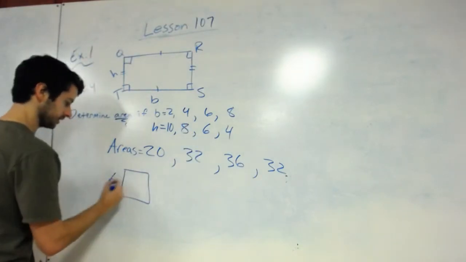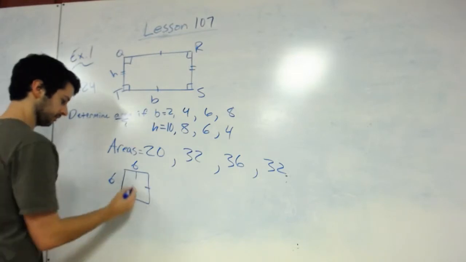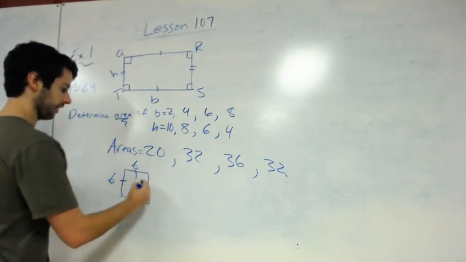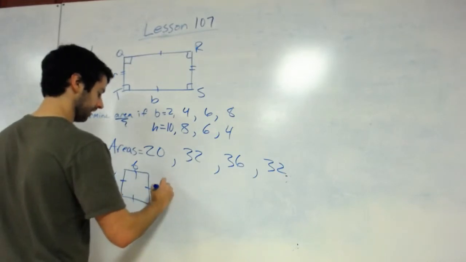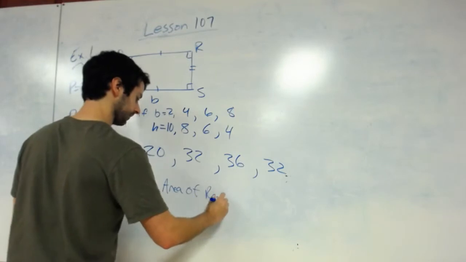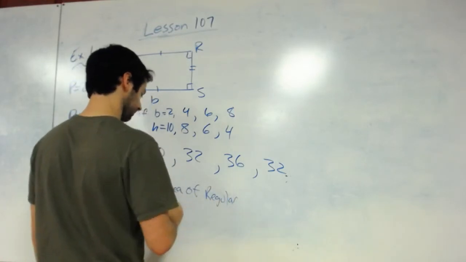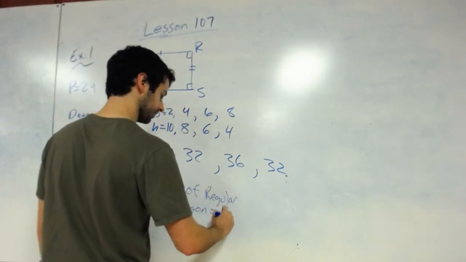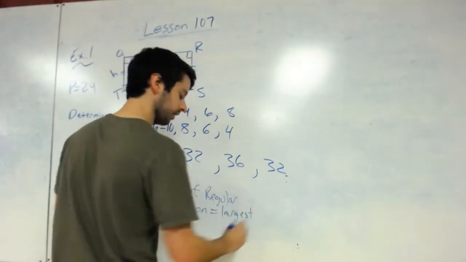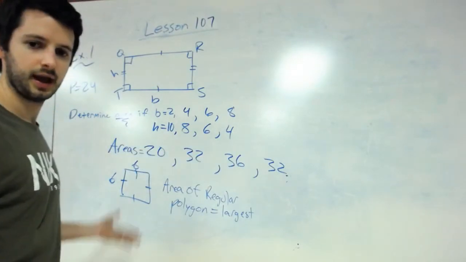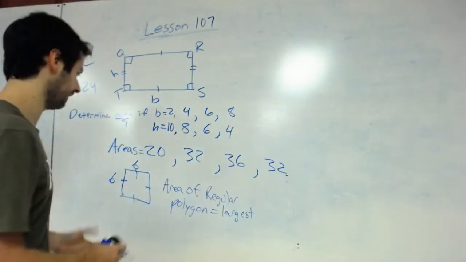What it really wants you to know is when it's a regular polygon, so when it's 6 by 6, a regular polygon or a square, that area will be the biggest. Okay, so area of regular polygon is largest. That is, once again, when you have perimeters that are all the same. And that is the point of maximizing area. Okay, that's what they're trying to prove.